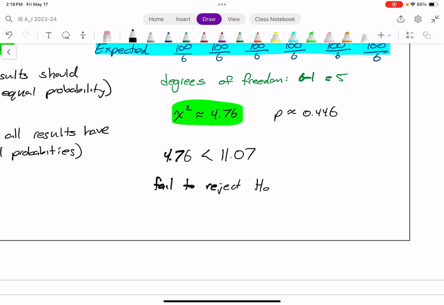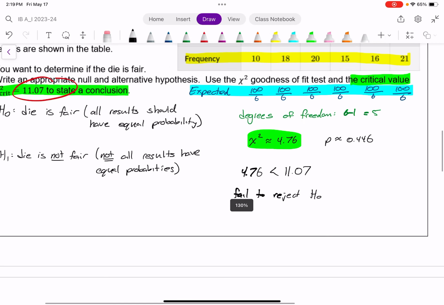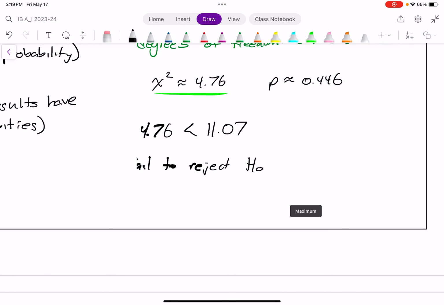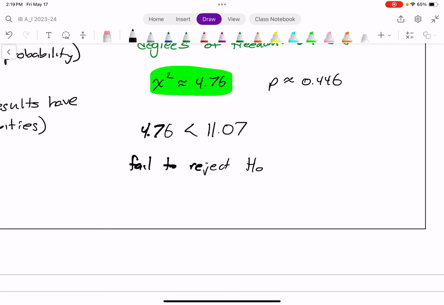H naught. So we don't say we accept H naught, because that null hypothesis that the dice is fair may still not be true. We just don't have evidence of it. So we can't reject it. We say we fail to reject H naught. And I'll say we have not enough evidence to decide the die is unfair.